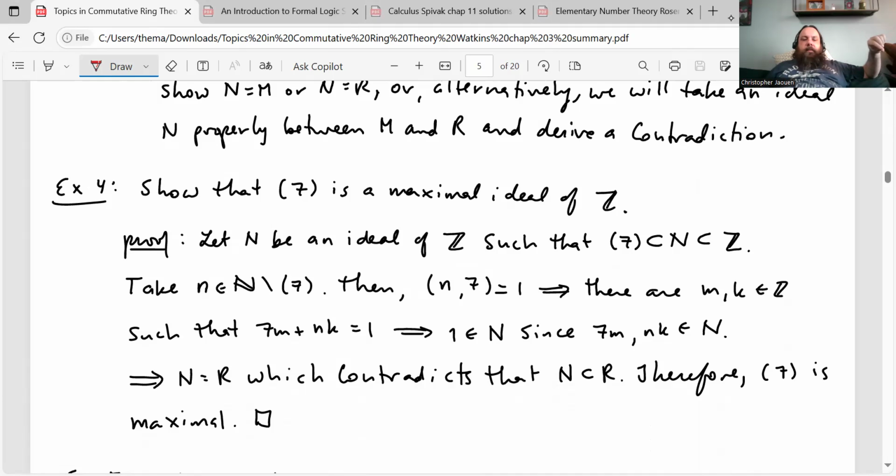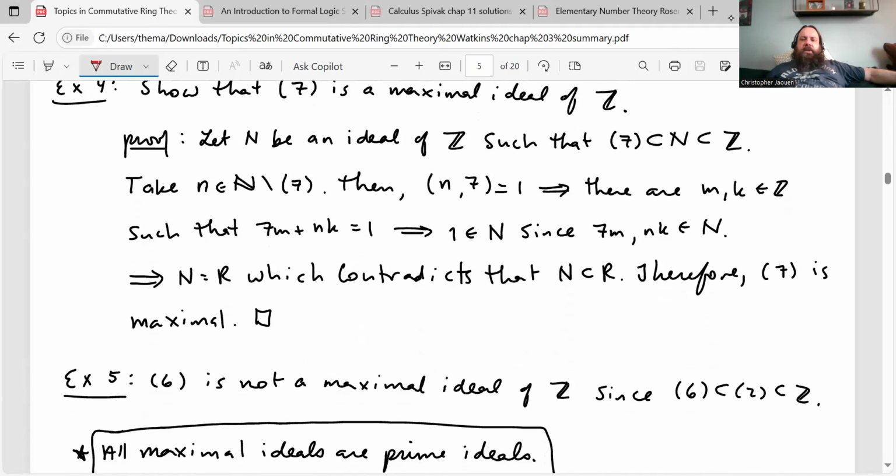This implies 1 is an element of N, since 7m plus nk is in N. N here is the ideal that I'm talking about, not the natural numbers, by the way. This implies N is R, which contradicts that N is a proper subset of R. Therefore, the ideal generated by 7 is maximal.